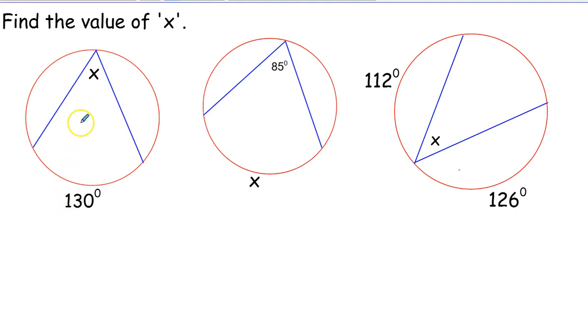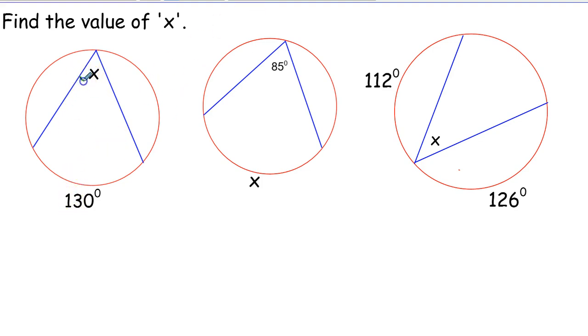So here you are looking for x. Find the value of x. If you want, you can pause it here and try to answer. Find the values of x and then verify. Okay, let me show you now.